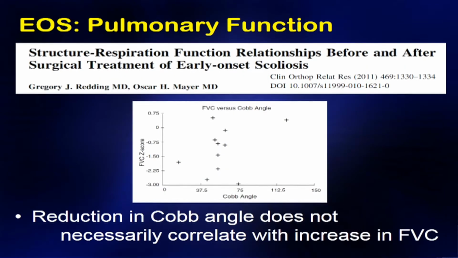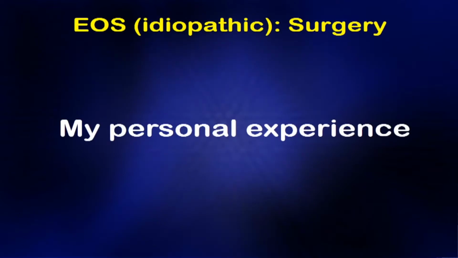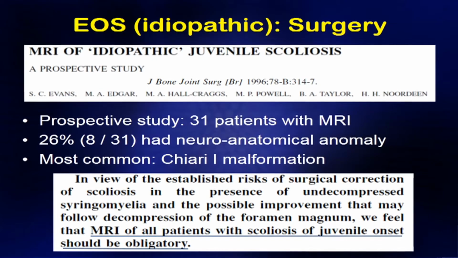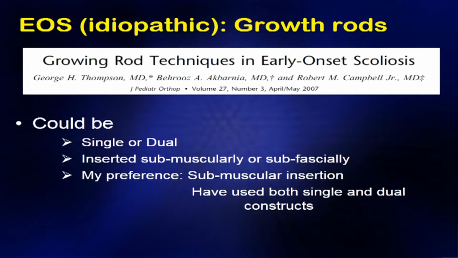Firstly, we looked at the MRI studies in 31 patients with early onset scoliosis. 26% of them had neuroanatomical anomalies, the most common being a Chiari-1 malformation. And again, I've used growing rods in the treatment of these patients, either single or dual, inserted submuscularly or subfascially. My own preference is a submuscular insertion, and I have used in the past both single and dual constructs.